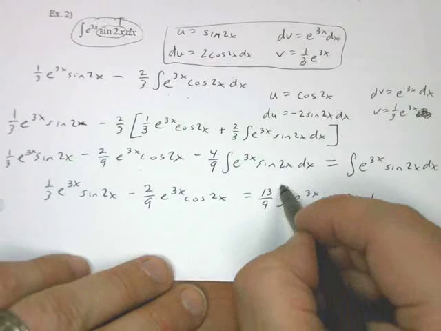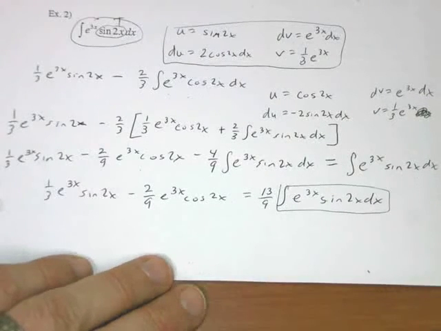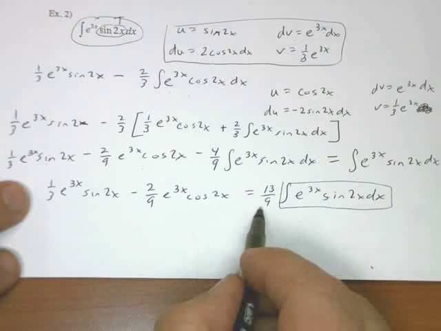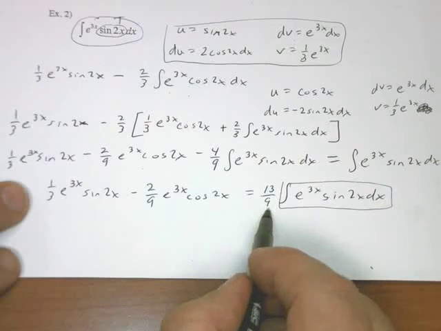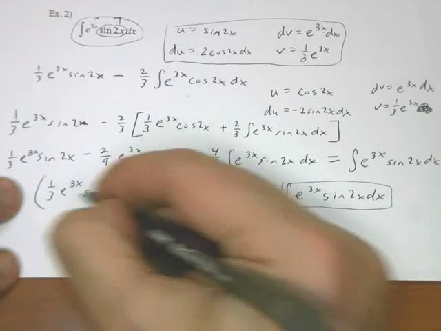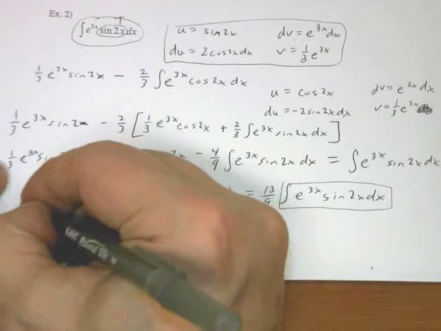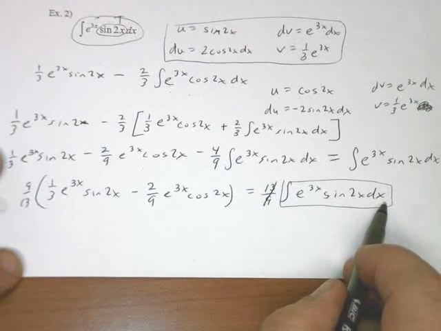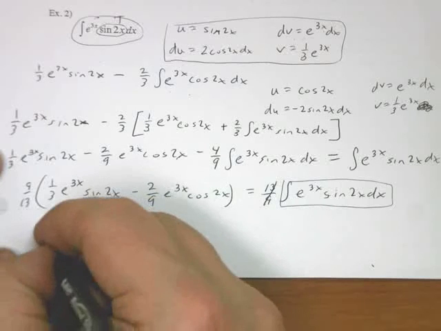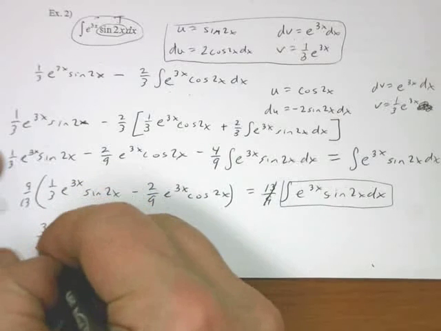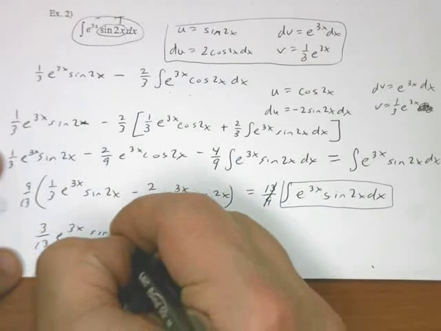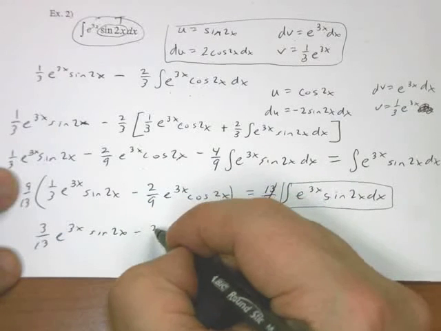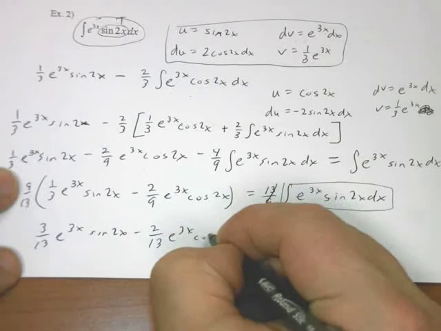Now remember, this is the integral we're trying to solve for. So if I take this other side of my equation, which now doesn't have any integrals in it, and multiply by the reciprocal of 13/9 over here, so I basically take this entire side and multiply it by 9/13, I now will have the solution to this integral. So I multiply that through, that's going to cancel out there. I'm going to get 3/13 e to the 3x sine 2x. In fact, I might just want to factor here. The 9 is going to cancel, so I'm going to get 2/13 e to the 3x cosine 2x.